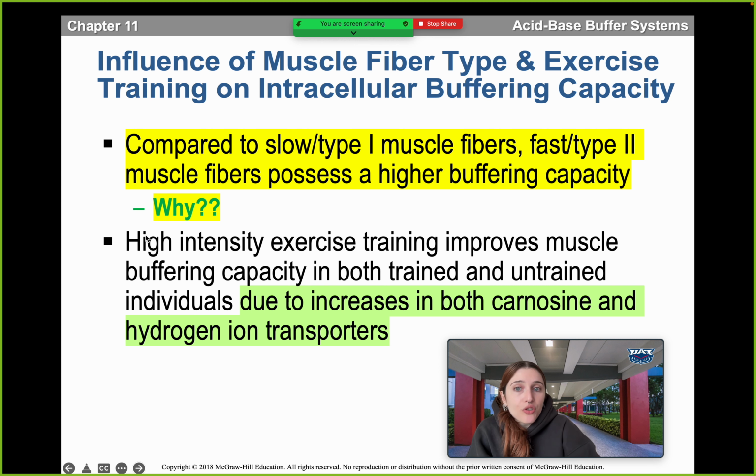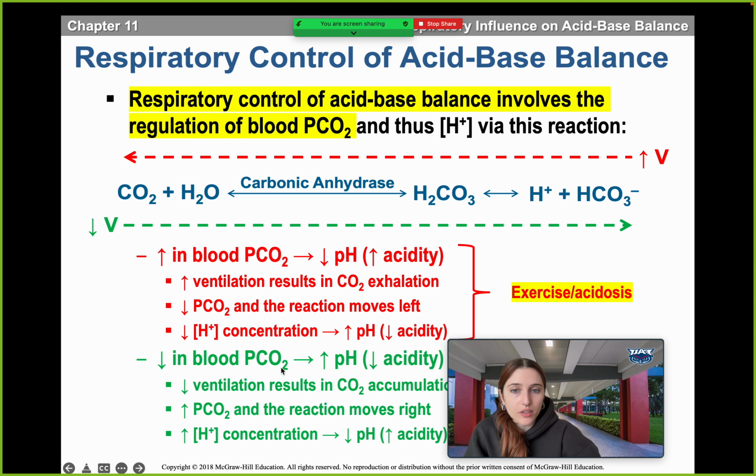So with exercise training, specifically high-intensity exercise training, you can improve your muscle buffering capacity, whether you're trained or untrained, due to increases in both carnosine and hydrogen ion transporters. Okay, so definitely know that. What am I saying here? Okay, so yes, we can improve our buffering capacity. Here's two reasons: hydrogen ion transporters and carnosine transporters.